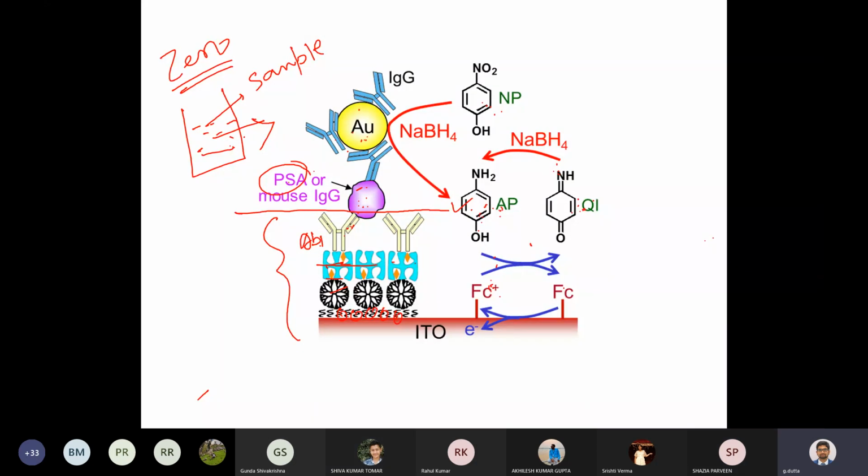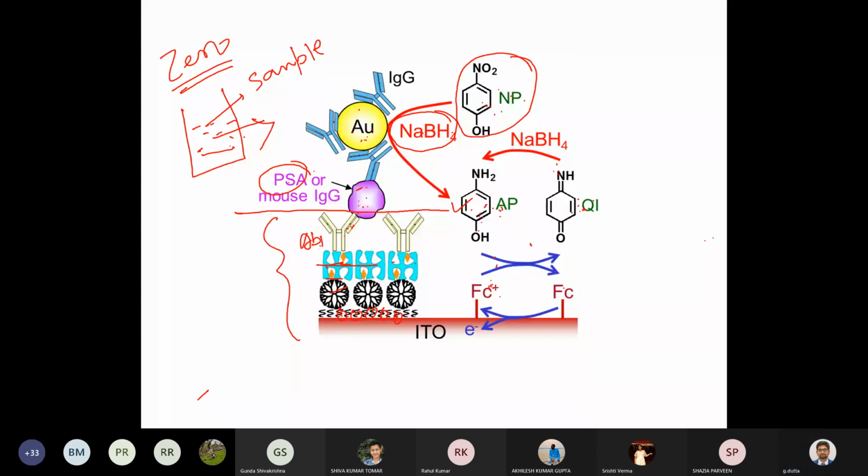Let's now come to the next step. So why do we need the gold nanoparticle on your sensor surface? Basically the gold nanoparticle helps you to generate the signal. How? Because in this biosensor, you are adding some extra chemical to generate the signal. What is the extra chemical? It is the NP, nitrophenol, and NaBH4, sodium borohydride. So this is your starting material that you have to add while you generate the signal.